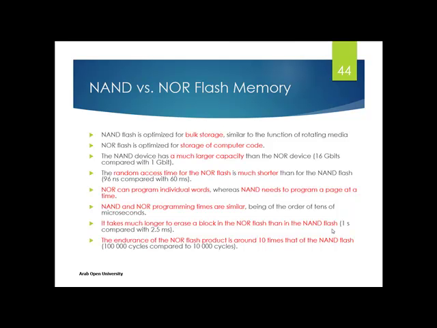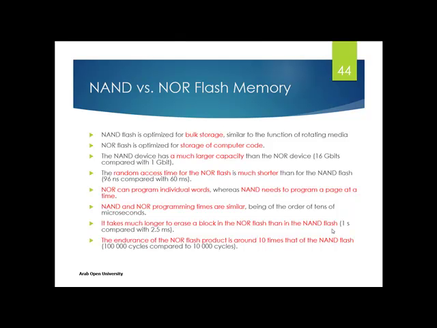The smaller size of NAND flash cells allows a much larger capacity compared to the NOR devices. For instance, we can have a 16:1 storage size. The random access time for the NOR flash is shorter. This is why it is used for the storage of computer code. In NOR we can program individual words, while in NAND we program pages at a time. The programming time is similar.